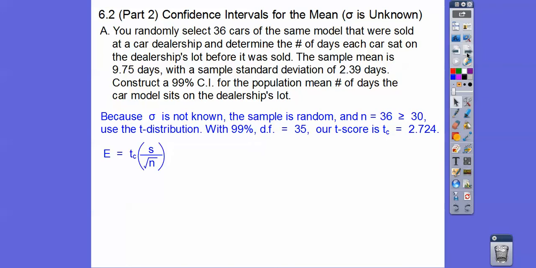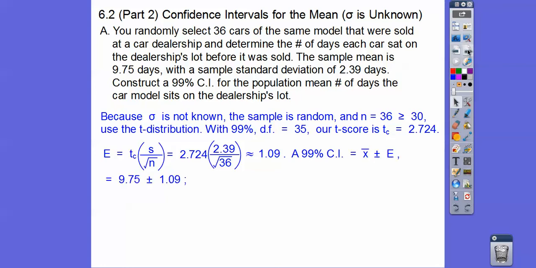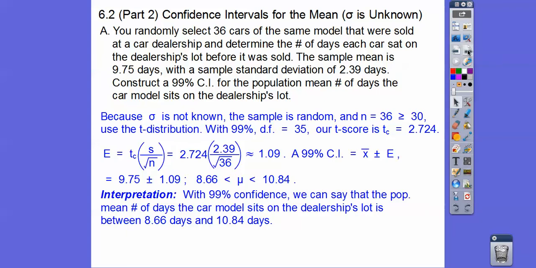All right, so here's our margin of error. We just plug all that in and we get about 1.09, okay? So a 99% confidence interval becomes our sample mean plus or minus the margin of error, okay? So we do that, plug it in, and we get, there's our sample mean. So let's interpret that result right there. With a 99% confidence, we can say that the population mean number of days the car model sits on the dealership lot is somewhere between 8.66 days and 10.84 days.